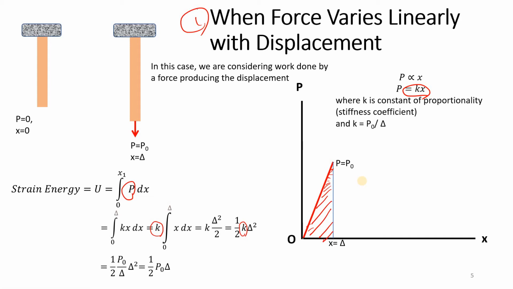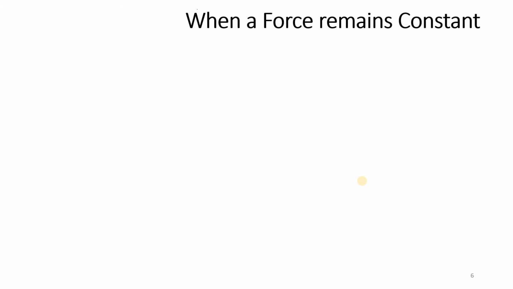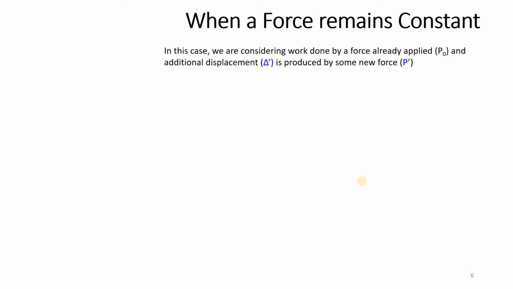But in the next case, I need your attention on the next part, because that is what we are going to use in our next derivation. So when a force remains constant during the displacement, we are actually considering work done by a force already applied. So we have already applied a force level of P naught, and then we apply some new force, P prime, and that new force produces additional displacement delta prime. Let me show you how.